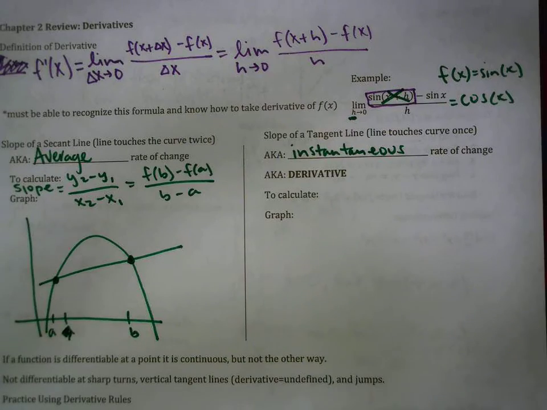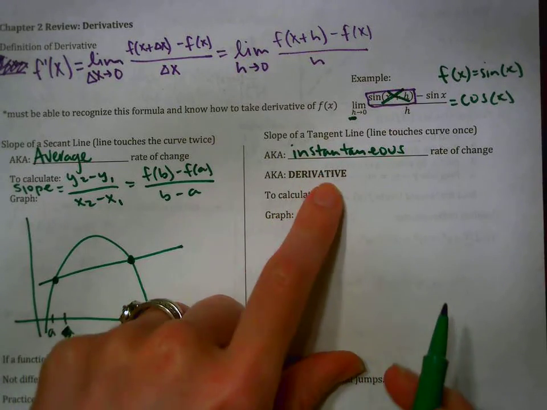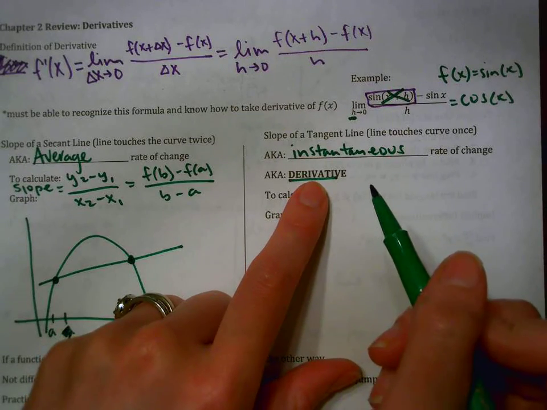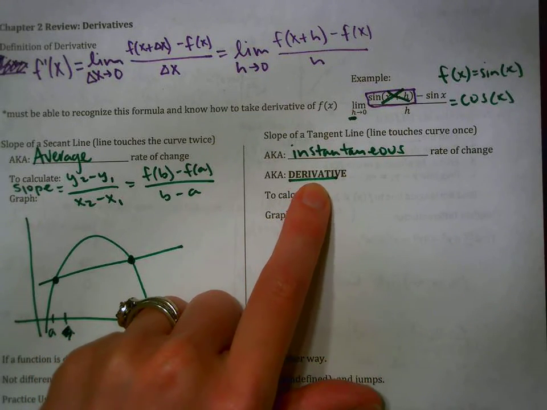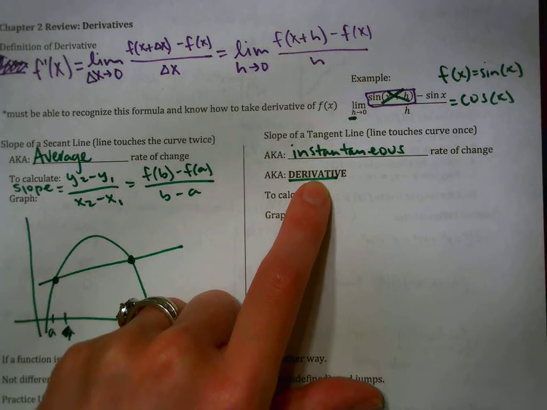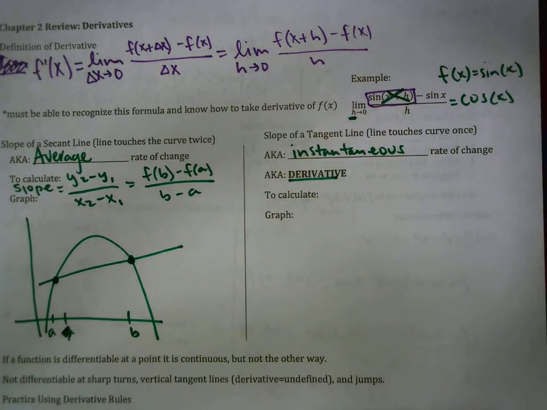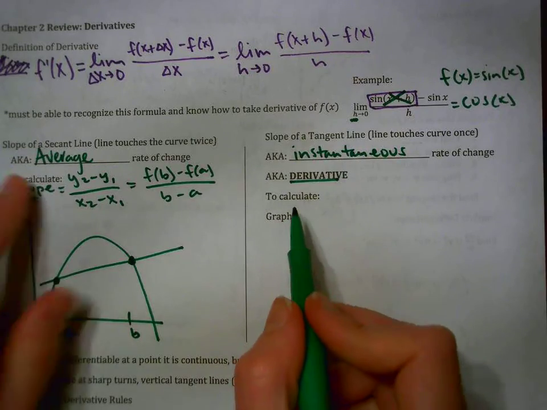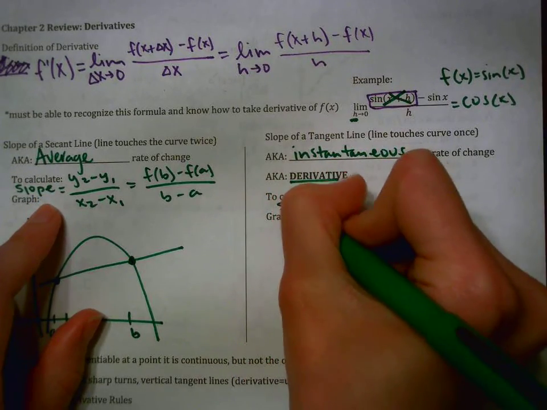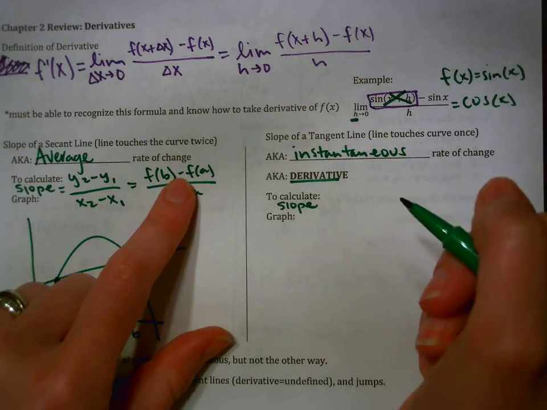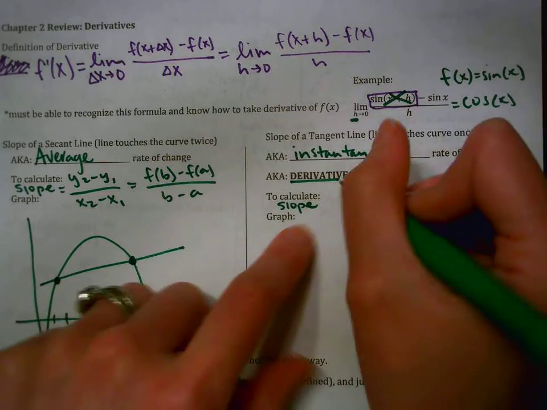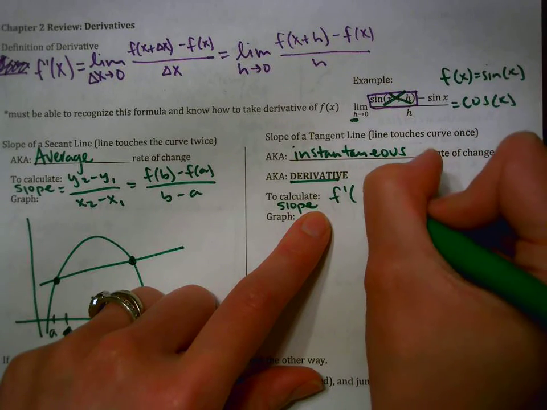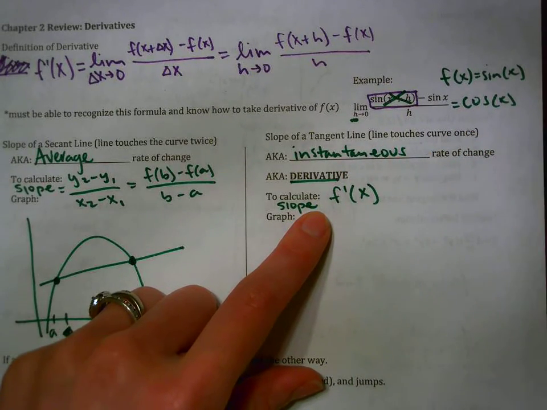Instantaneous, another word for that is derivative. So that's why we associate derivative with slope. If there's anything you should know, derivative gives you slope at a point, or of a tangent line. But ultimately it is this slope at a point. To calculate its slope, you can't use this because you don't have two points. So you have to take the derivative and plug in x. It equals f prime of x at whatever point you're talking about.